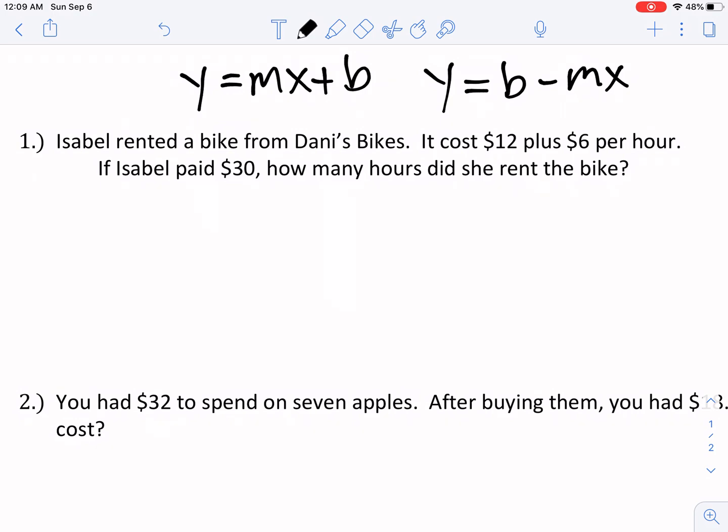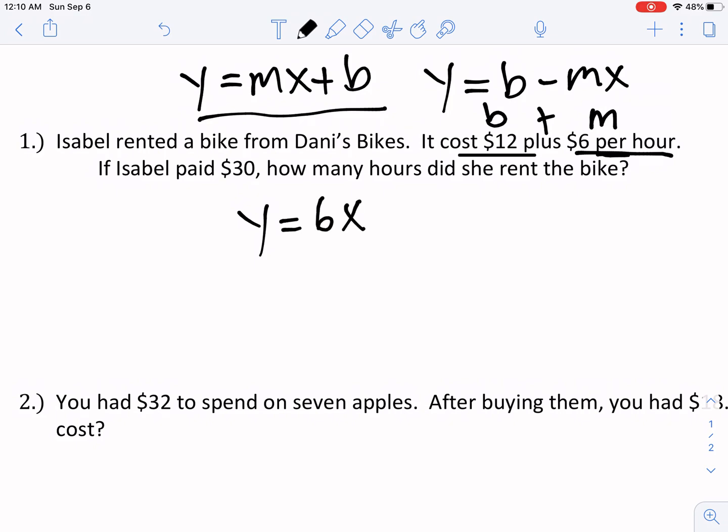It initially cost $12 plus an additional $6 per hour. Remember that "per" is key: that is our rate m, and this is what it initially cost to rent the bike, $12. So we know our b and our m for our equation. Since it's being added here, we're dealing with this form: y is equal to 6, $6 per hour, x plus 12.